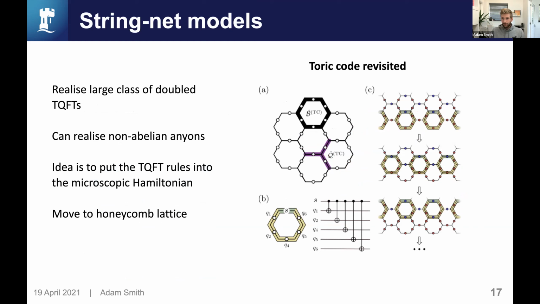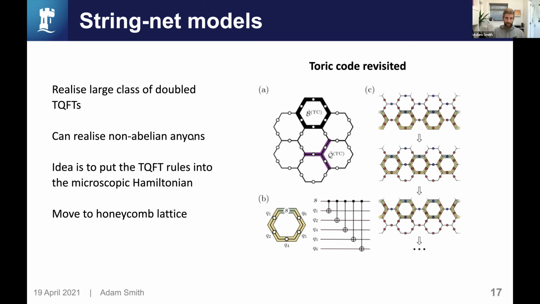Essentially, the point is that the Toric code is the simplest example, but we've been able to generalize this so we could, in principle, realize a large class of topological models, which are called string-net models. The important thing is this allows us access to something called non-abelian anyons, which are potentially more useful than these abelian anyons that the Toric code has.